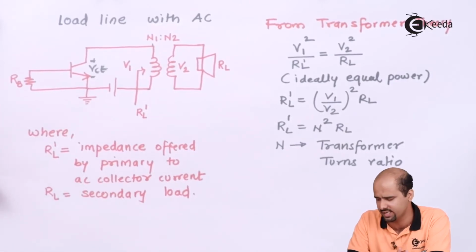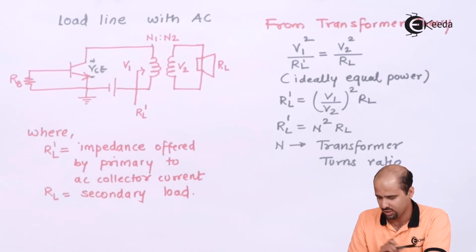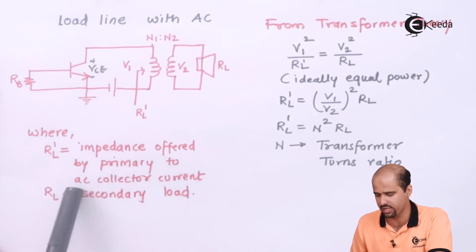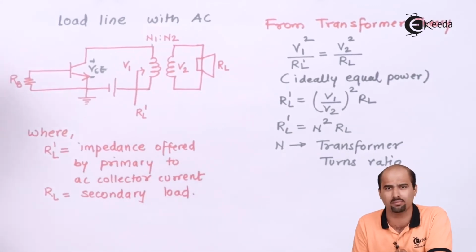In the ideal sense, we will consider ideal situations and go for further calculations. I am saying that RL dash is nothing but the impedance offered by the primary at the collector current, and RL is nothing but the secondary. Now here we have to consider some concepts of the transformer, right?